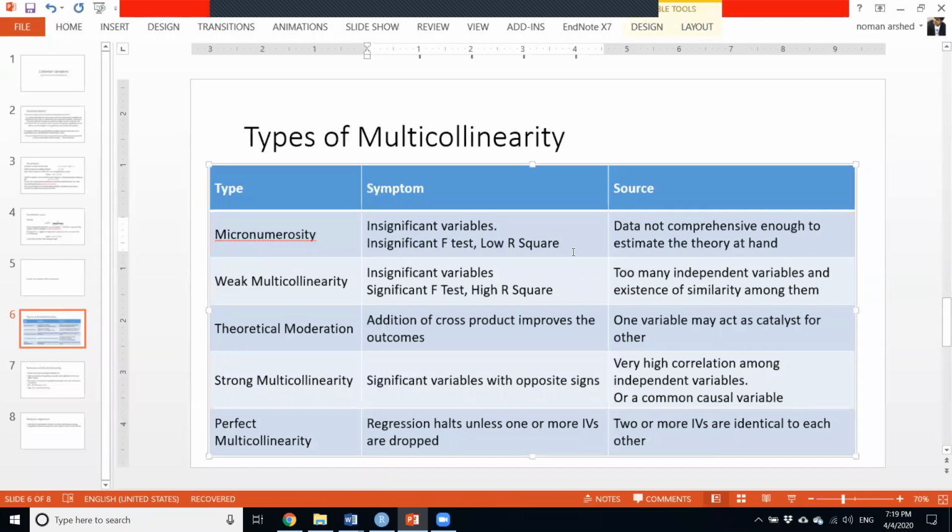So if the model is affected by micronumerosity, the way to find out is that your variables will be insignificant. None of the variables will be able to explain the model properly, and the overall model is also imprecise or insignificant. It means the overall model is also saying that it is not able to explain the changes in the dependent variable, and R square is very low, meaning the independent variables are literally useless. So what is the possible source? The data is not comprehensive enough to estimate the theory at hand.